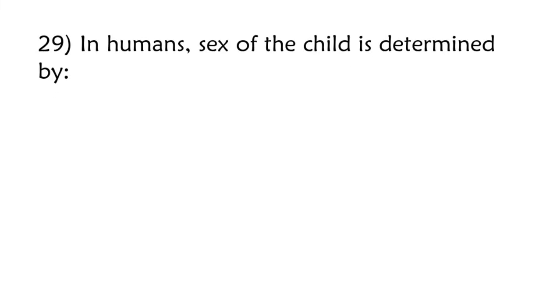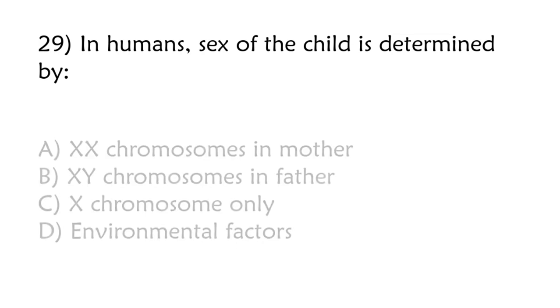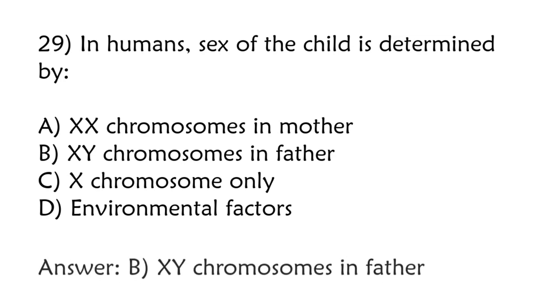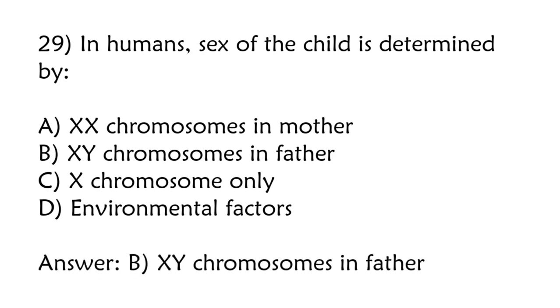In humans, sex of the child is determined by XX chromosomes in mother, XY chromosomes in father, X chromosome only, environmental factors. Correct answer is option B, XY chromosomes in father.